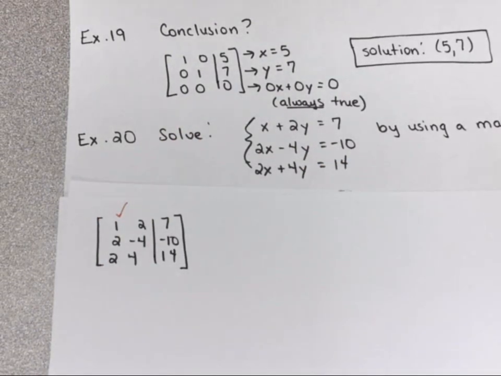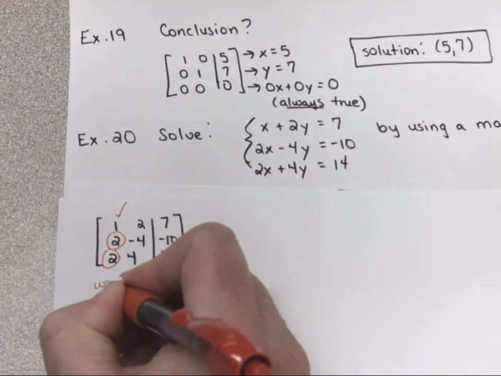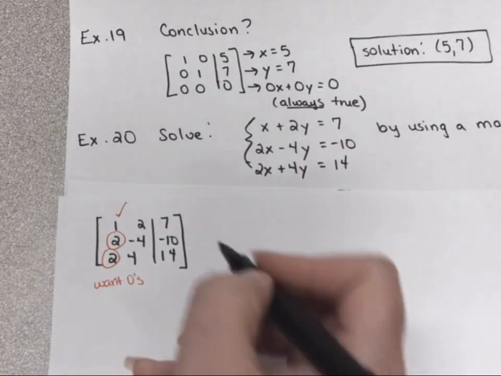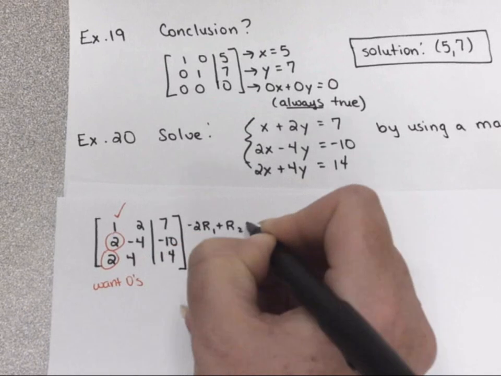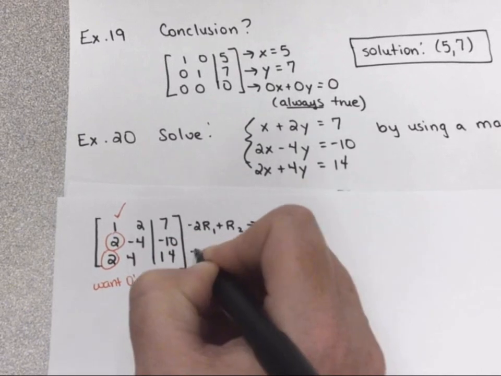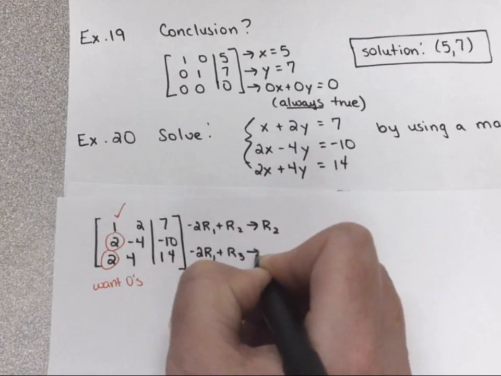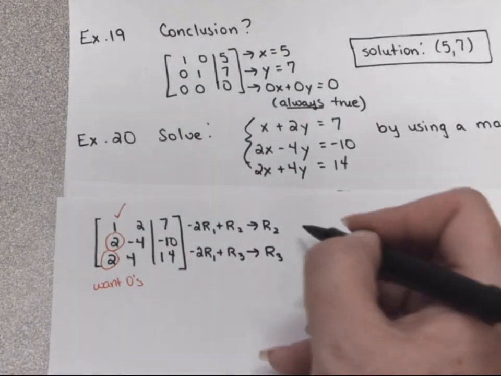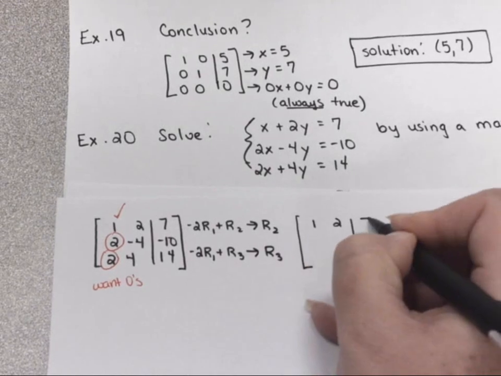Okay, so what are we going to move on to after that? We're going to move on to these two, and what do we want here? We want zeros. Notice they're both the same number, so we're going to do -2 times row 1 plus row 2 and send that to row 2, and we'll do something similar for row 3. So we still need 2 instructions, but they look very similar. Okay, so what row's not changing at any rate? Row 1.